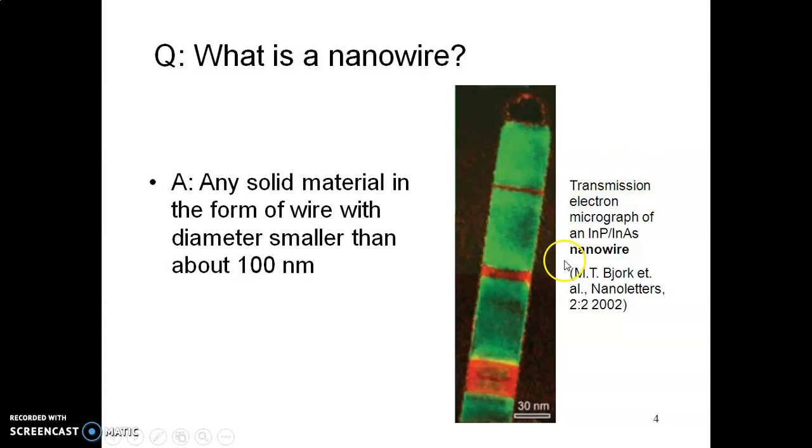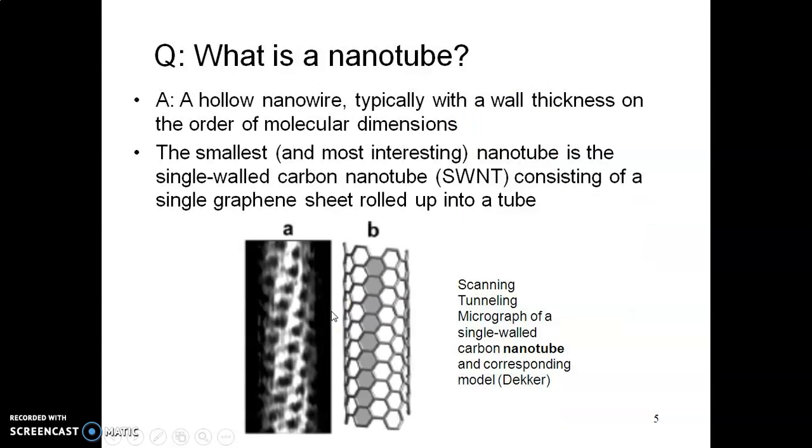Transmission electron micrographs of InP/InAs nanowires were given. Okay, this is the reference. What is a nanotube? A hollow nanowire, typically with a wall thickness on the order of molecular dimensions.